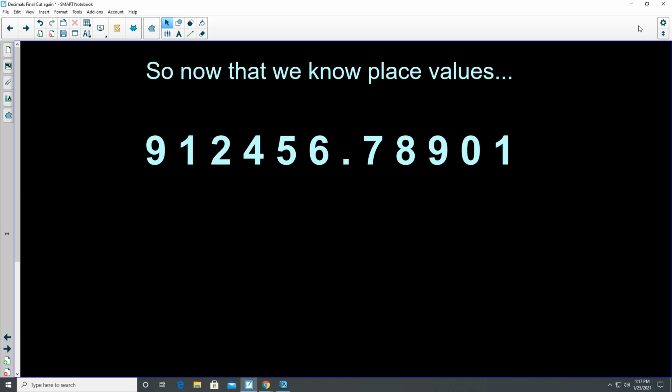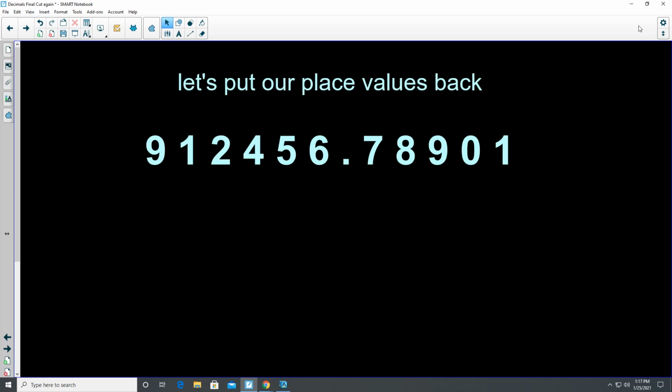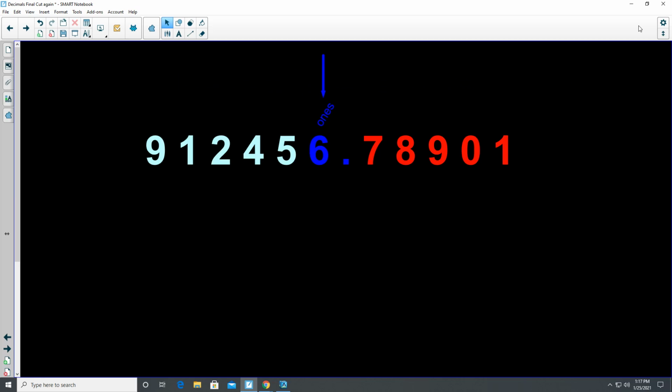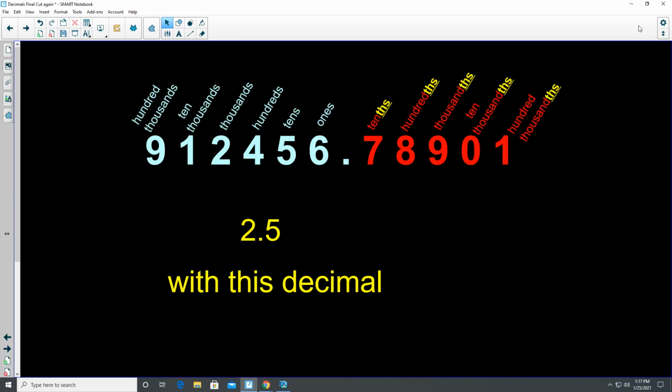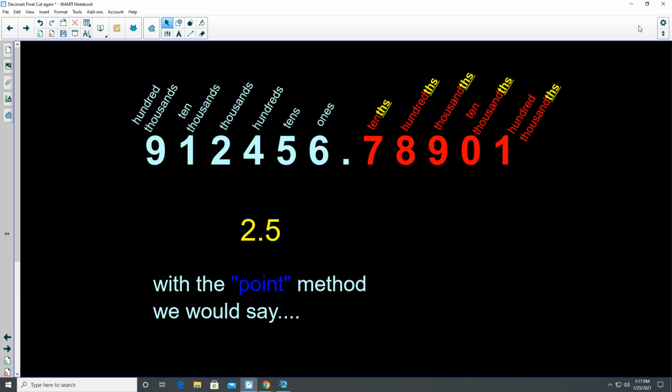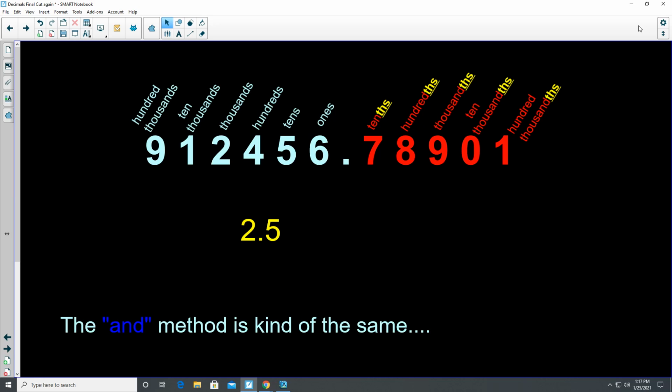Now that we know the place values, we can name decimals using the and method. Let's put our place values back. Starting with the ones in the middle and then going out, here are our place values. Let's start easy with this decimal. With the point method, normally we would say 2.5. Pretty easy. The and method is sort of the same.